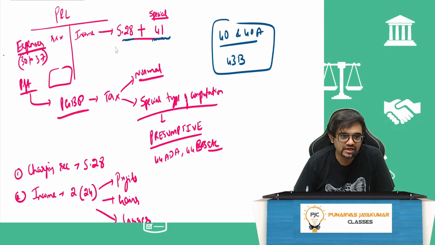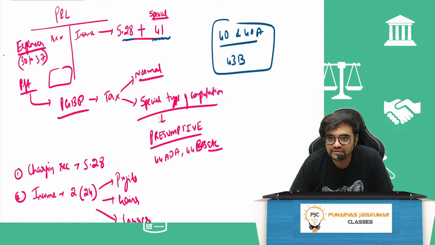On the other hand, left hand side, obviously we have your expenses. Expenses are given from section 30 to 37. So these are the expenses which we'll have to study, and of course the profit figure will be there, and that profit itself will be PGBP, profit and gains from business or profession. So tax will be charged at normal rates in some cases, and in some cases it will be charged at something called presumptive rate.